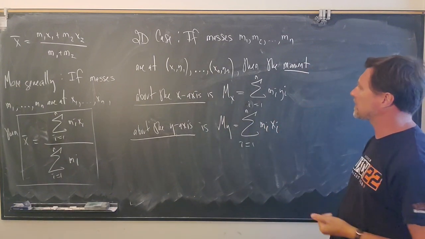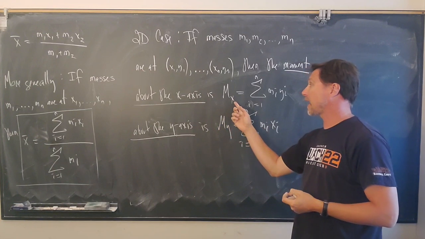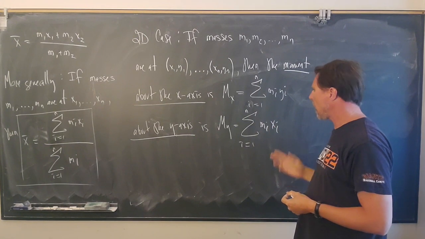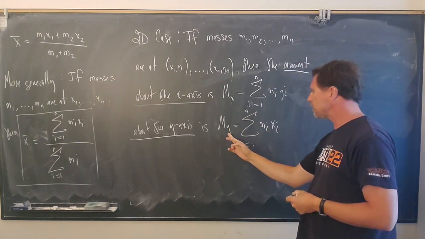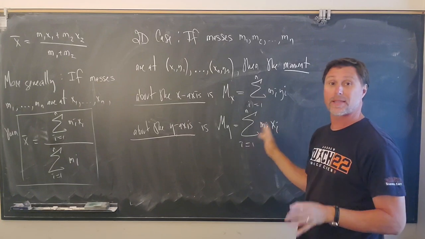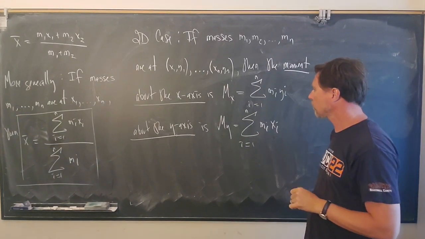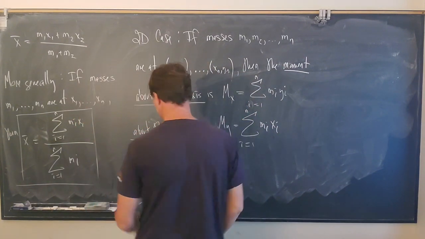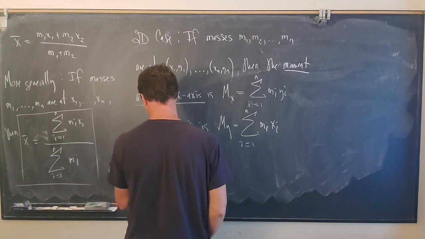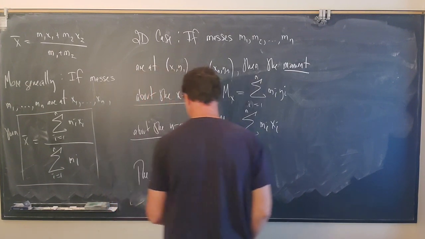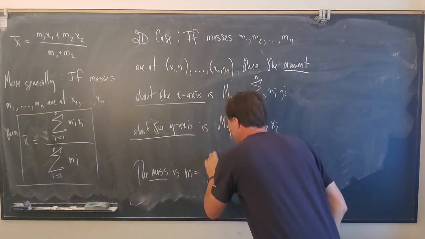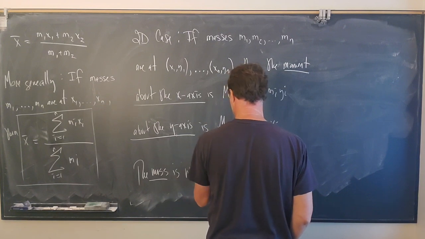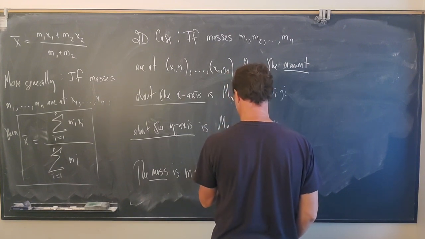Now it kind of looks like I made a mistake here, right? The moment about the x-axis we write as capital M sub x, but then notice it's got just the y-coordinate, y sub i, in there. And the moment about the y-axis, M sub y, has x coordinates in the formula. It's not a mistake. That is correct. There's also the mass. So the mass, and we'll write that as a little m, is the sum of all the masses. So sum i equals 1 to n of m sub i.